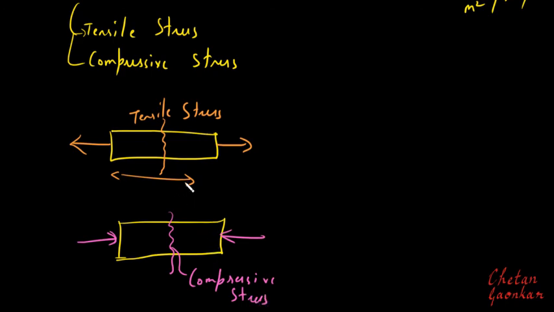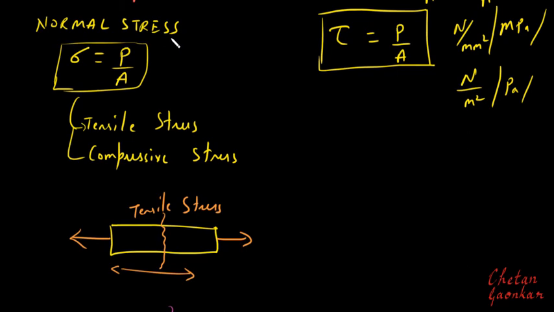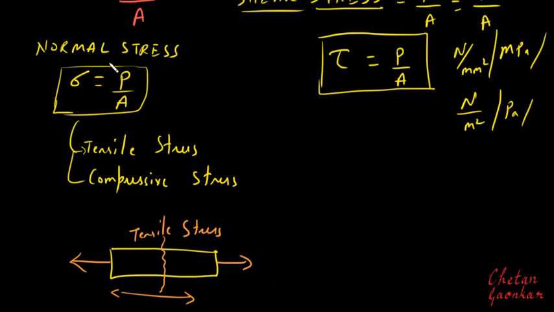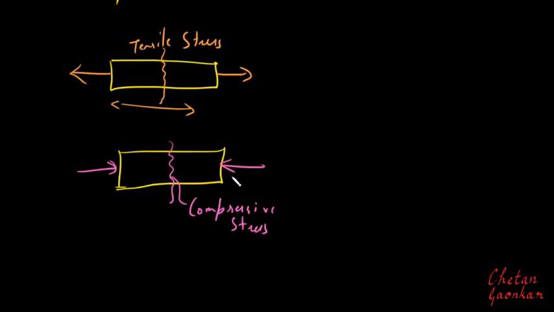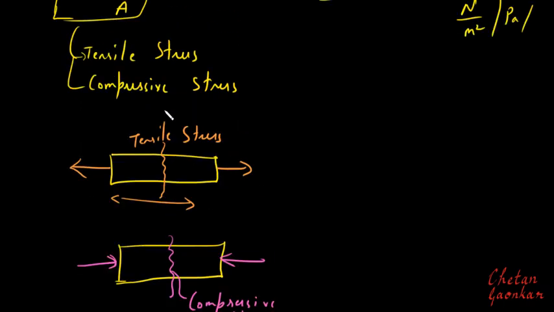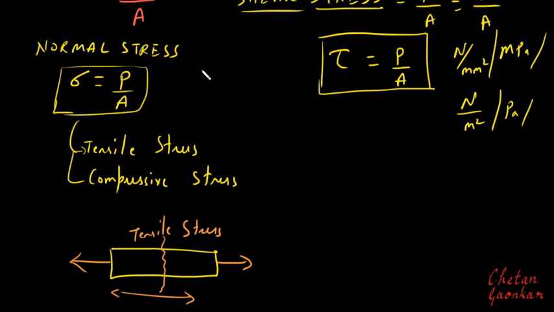Fine. So both tensile stress as well as compressive stress are the type of normal stresses. One resists the compression of the material, one resists the expansion or extension of the material. Both are under normal stresses.